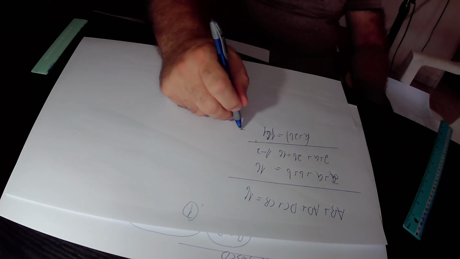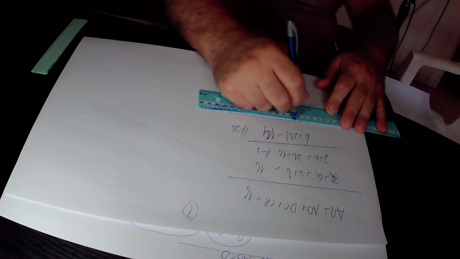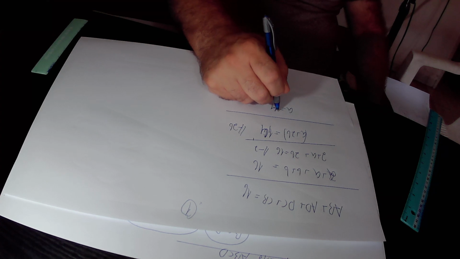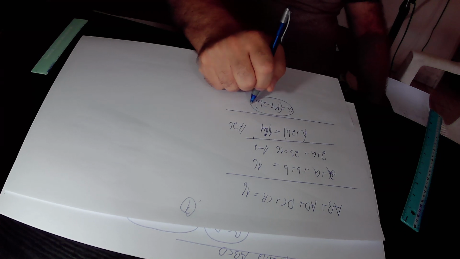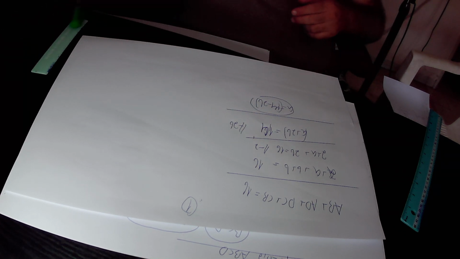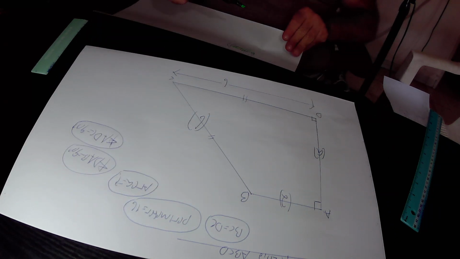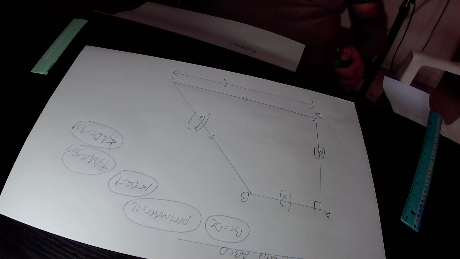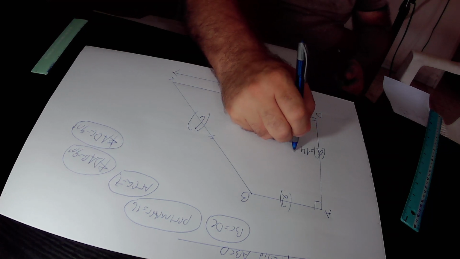Here we subtract 2B from the equation, and we get that A equals 14 minus 2B. So side AD equals A units in length, and we found out that A equals 14 minus 2B.